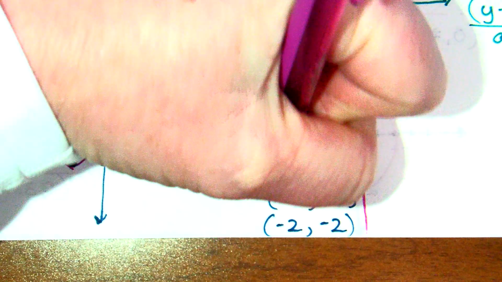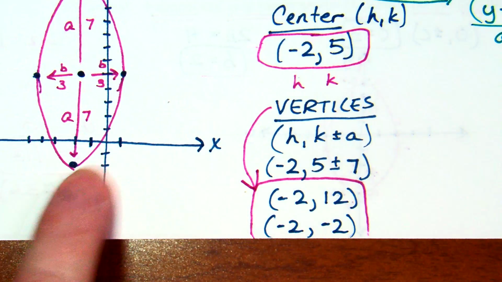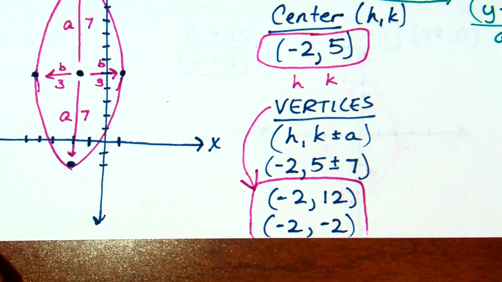Those are your vertices. When you can do that basic math, 5 plus 7, 5 minus 7, please go that step and do it. Do these ordered pairs match up with your graph? Yeah. -2, -2, -2, 12 is slightly off my screen right now, but they match up. Okay. What's the other piece of information I have to have? Foci.